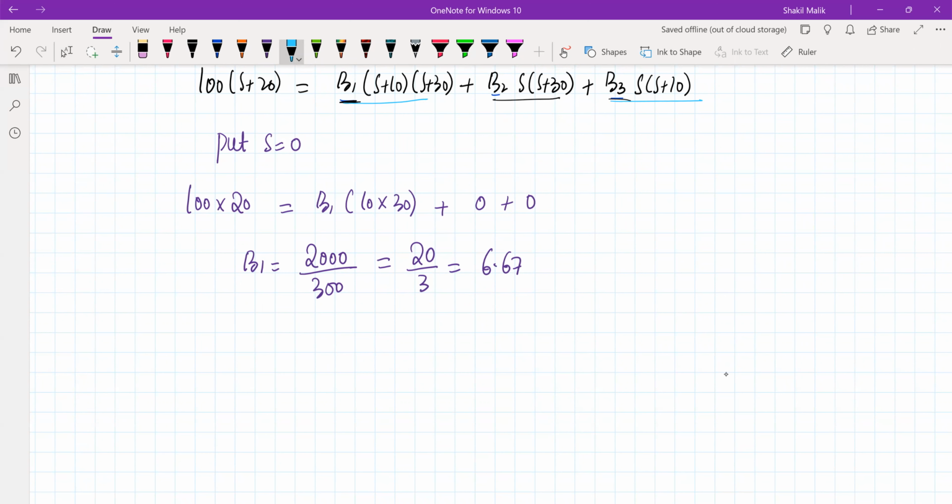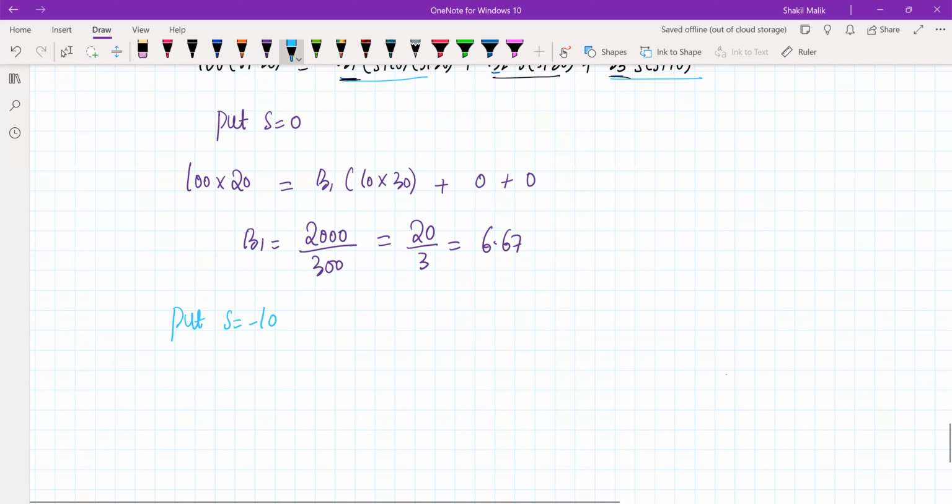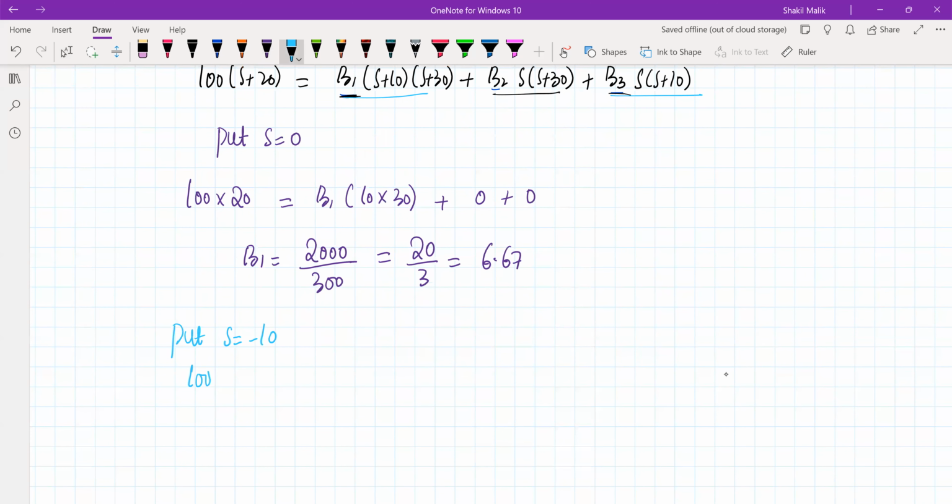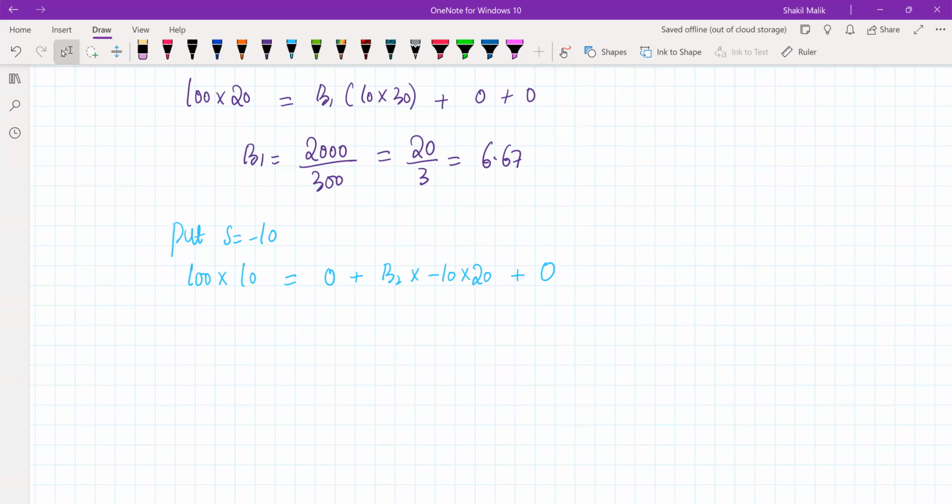And when will these two terms be equal to 0? When S is equal to minus 10. So put S equal to minus 10. What we'll have? So from this we have 100 multiplied by 10. S plus 20 will be simply 10. 0 plus B2 multiplied by minus 10 multiplied by 20 plus 0, right? S is minus 10, S plus 30 is 20 when S equal to minus 10.